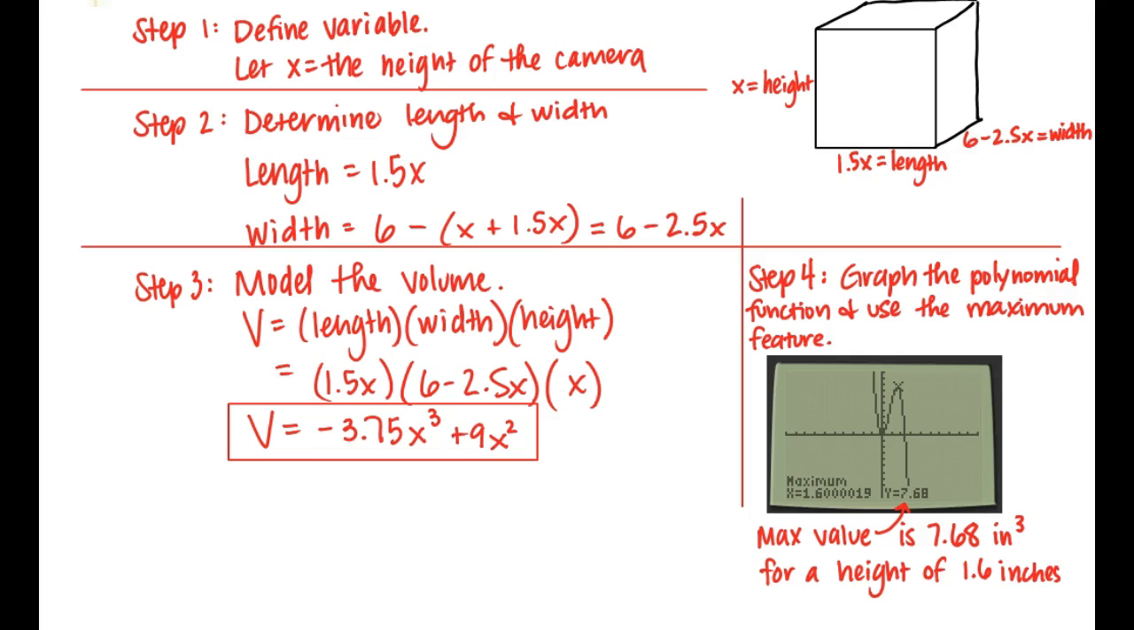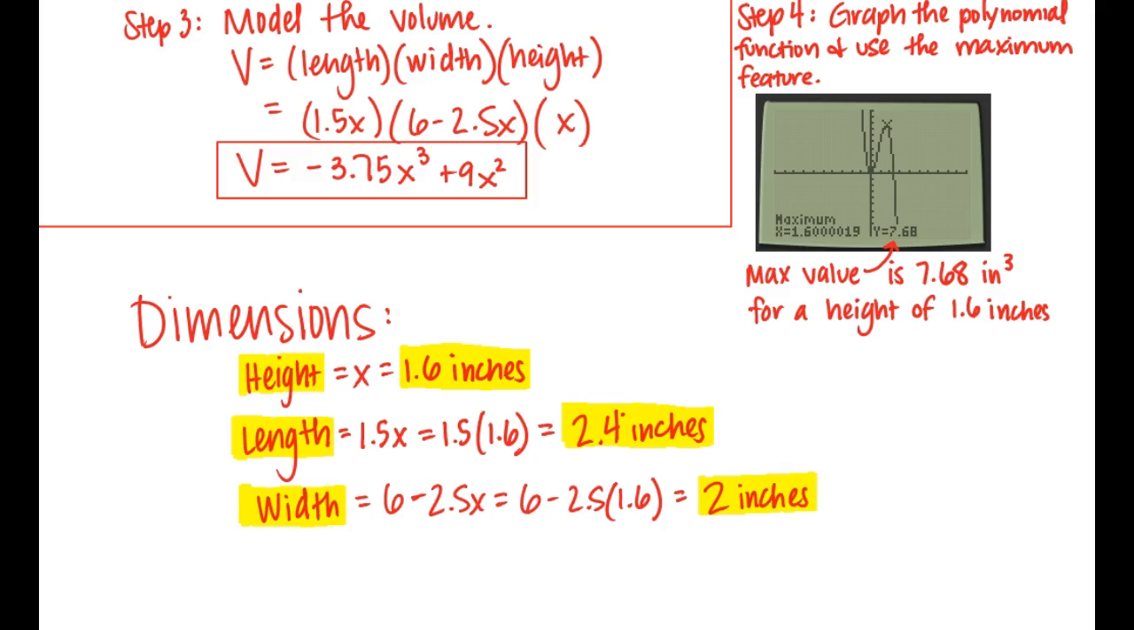That means the maximum volume of this camera box is 7.68 cubic inches, and that occurs when the height is 1.6 inches. Now that we know the height is 1.6 inches, we can easily substitute in 1.6 for the expressions that we found above. So I find out that the length is 2.4 inches and the width is 2 inches. If we were to add all those dimensions together, we would get 6 inches, so it does satisfy the requirements.